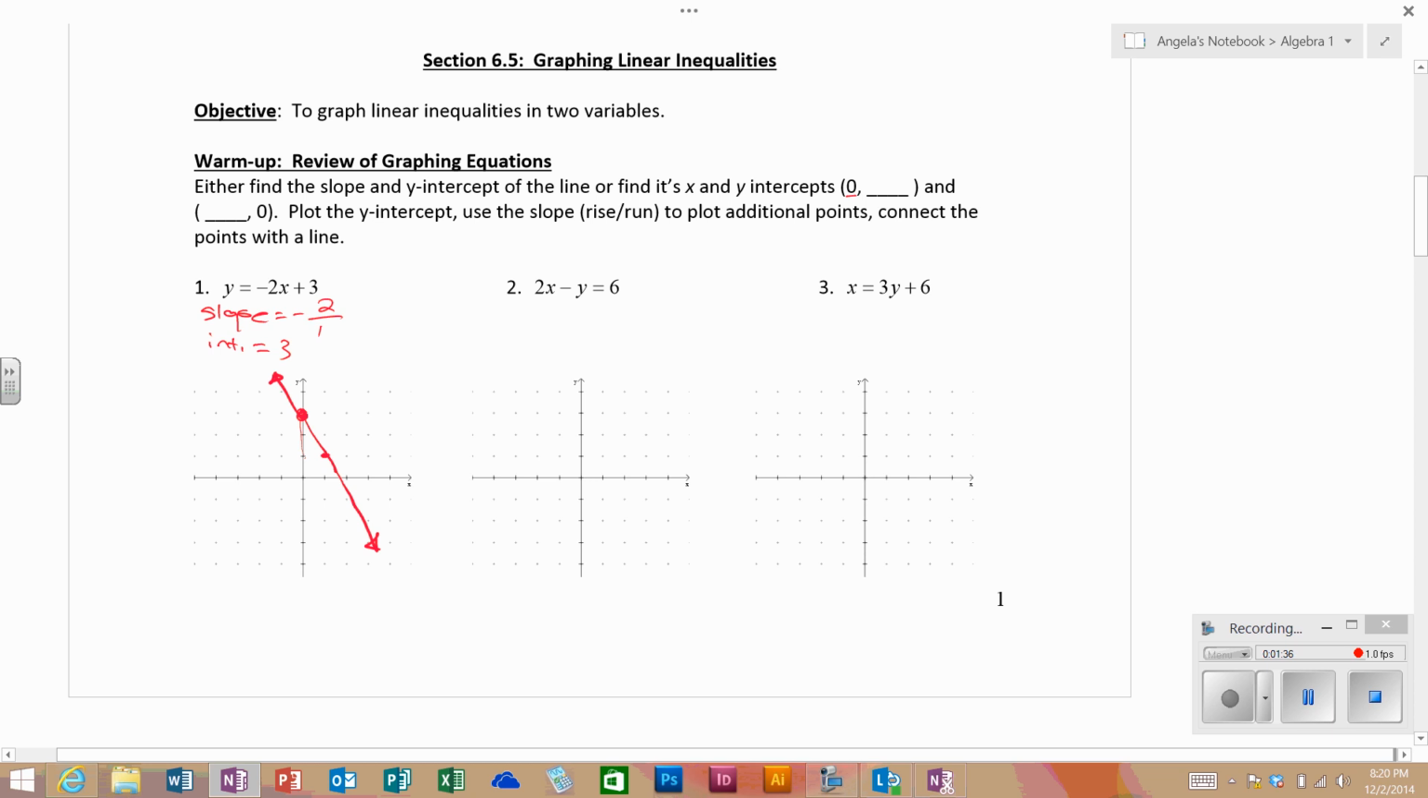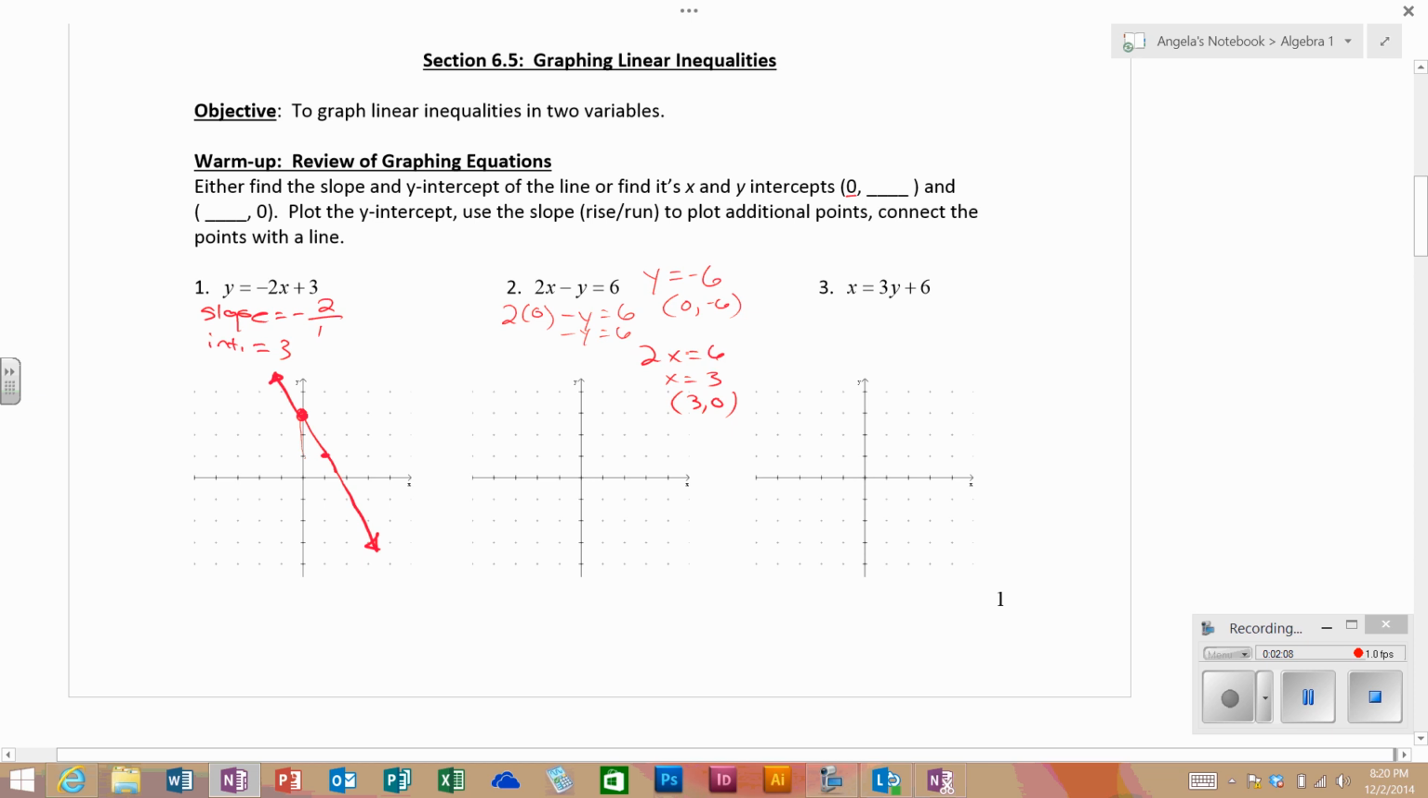Let's try doing the intercepts on the next one to graph. So I'm going to do the y-intercept first. So I'm going to plug 0 in for x. So I get negative y equals 6. So my intercept is -6. So that's the point 0, -6. For my x-intercept, I plug 0 in for y. So I just get 2x equals 6. So x is 3. So that's the point 3, 0.